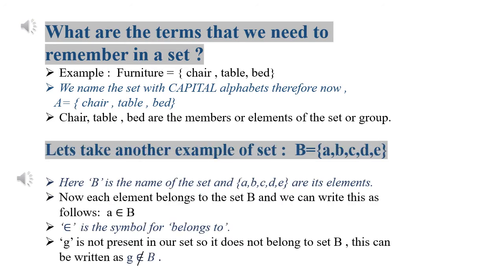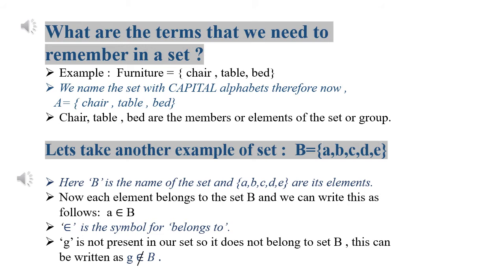Now let us take another example of set B. So B is equal to bracket a, b, c, d, e. Here capital B is the name of the set and the elements are small a, b, c, d, e. Now each element belongs to set B. Yes or no? The statement means that each element present in the set is belonging to set B.